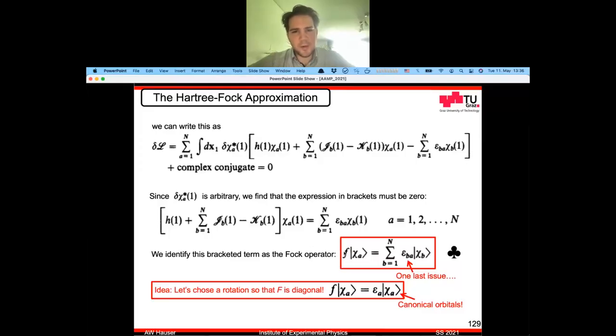And then what we have here is the Fock operator acting on orbital A giving us a linear combination of all the other orbitals. And so the last thing that we do is we choose a rotation of our set of orbitals in such a way that F is diagonal. So it's just a tiny last trick. This would be the eigenvalue problem to be solved, and I'm looking for an even more specific set of orbitals which fulfills automatically also this condition, but is more convenient to handle.